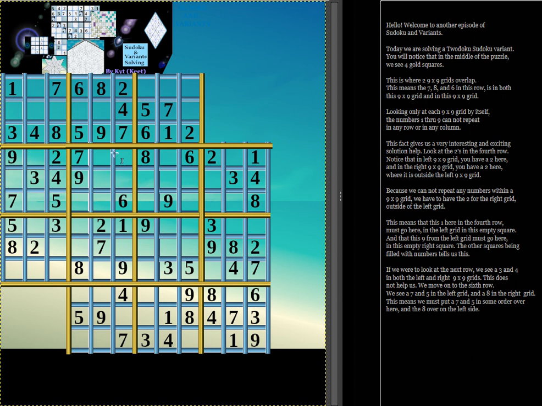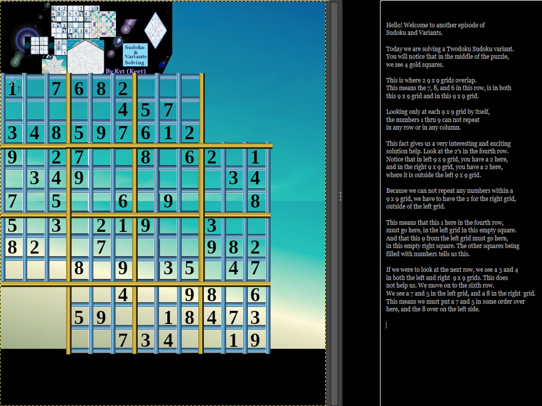This means the 7, 8, and 6 in this row is in both this 9x9 grid and in this 9x9 grid. Looking only at each 9x9 grid by itself, the numbers 1 through 9 cannot repeat in any row or in any column. This fact gives us a very interesting and exciting solution help.